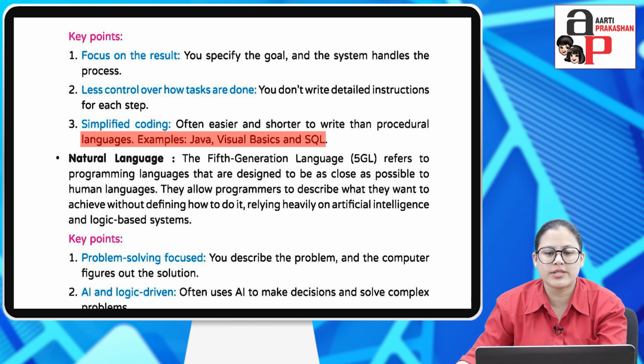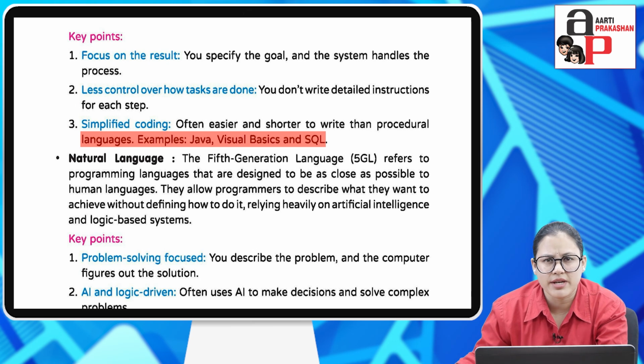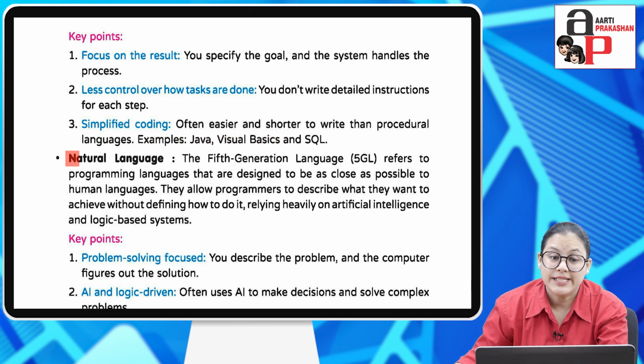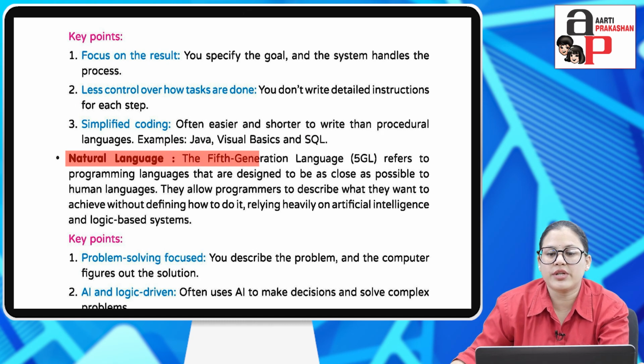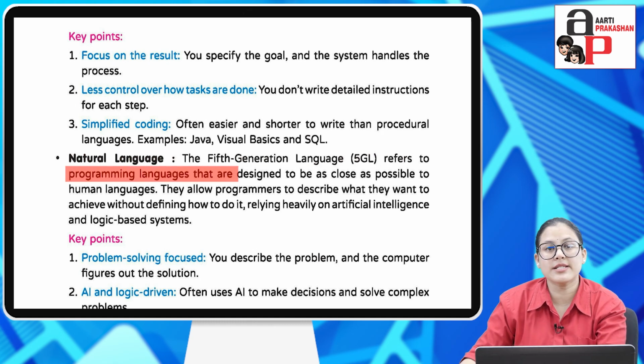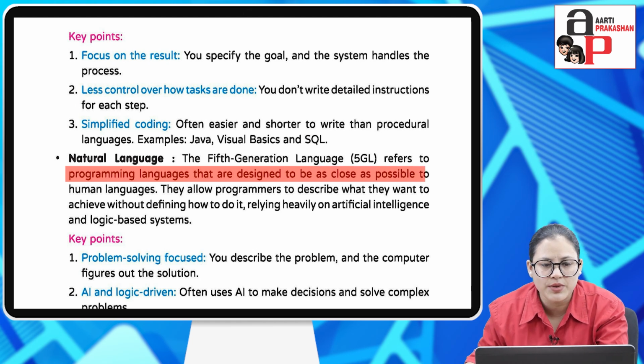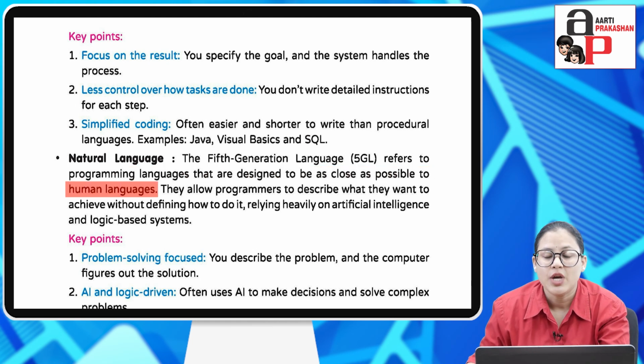So these languages are easier to write comparatively to procedural languages. Natural language, the 5th generation language, that is 5GL, refers to programming languages that are designed to be as close as possible to human languages. So these languages are close to human languages.